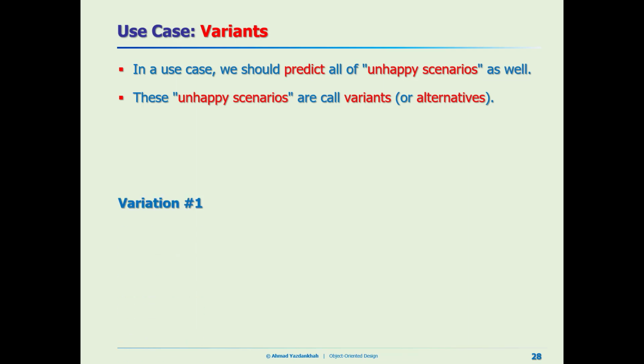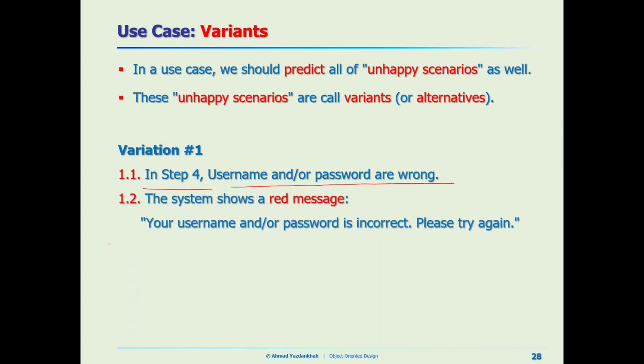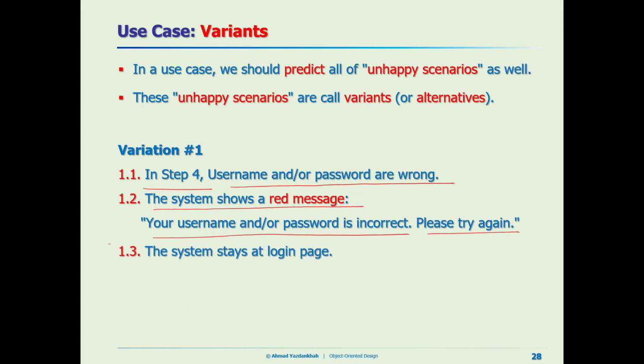So here is one example. The variation number one for the previous example would be: in step four, username and or password are wrong. Then the system shows a red message: your username and or password is incorrect, please try again. And then the system stays at the login page.